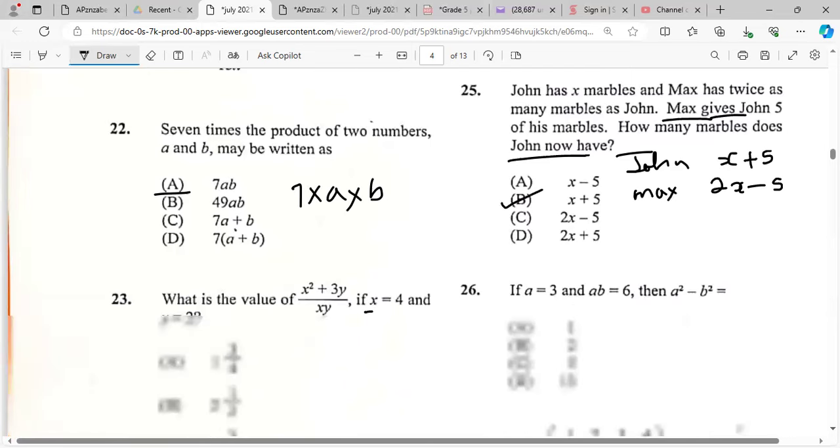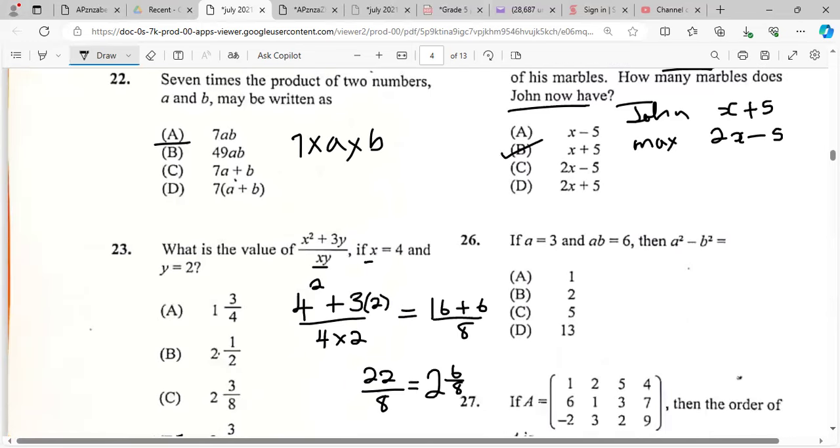Let's look at 26. If A is equal to 3 and AB is equal to 6, then A squared minus B squared equals. So now we have AB equals 6, so that's A times B equals 6. But since we know the value of A is 3, it will be 3b equal to 6, right? So therefore, we just divide by 3 to get b.